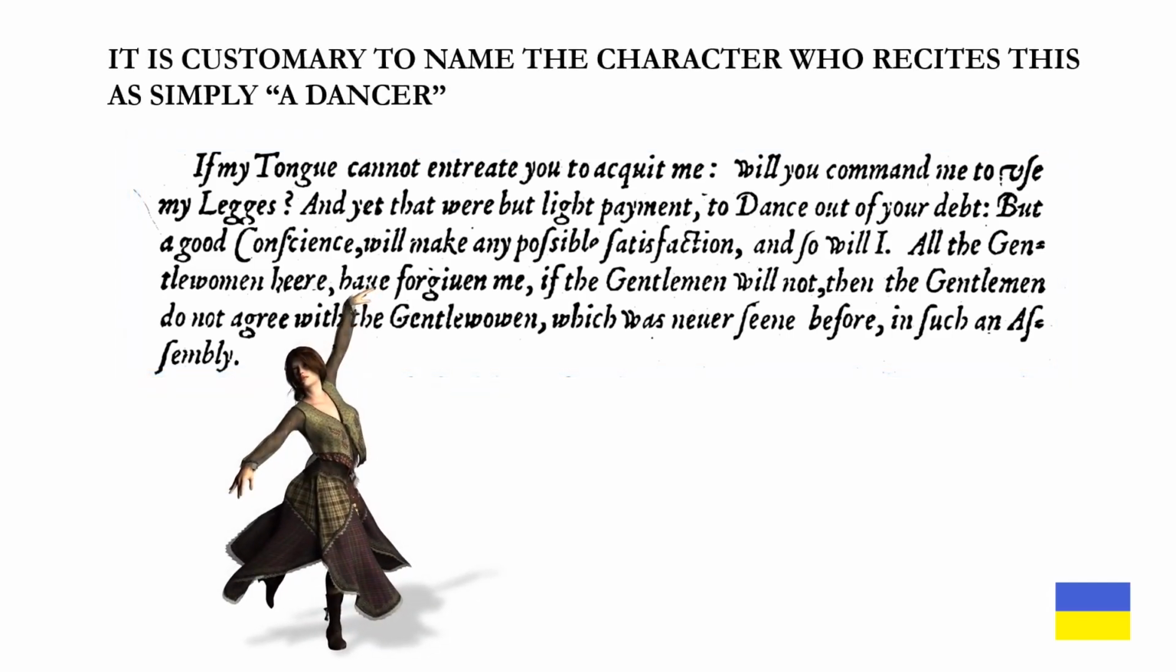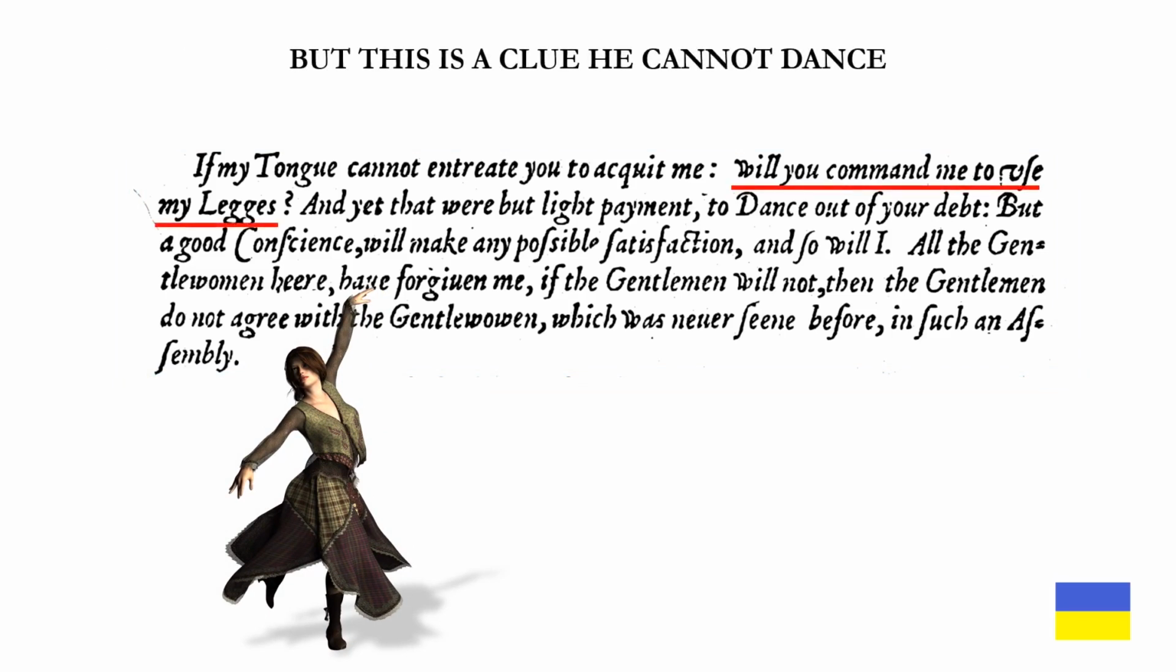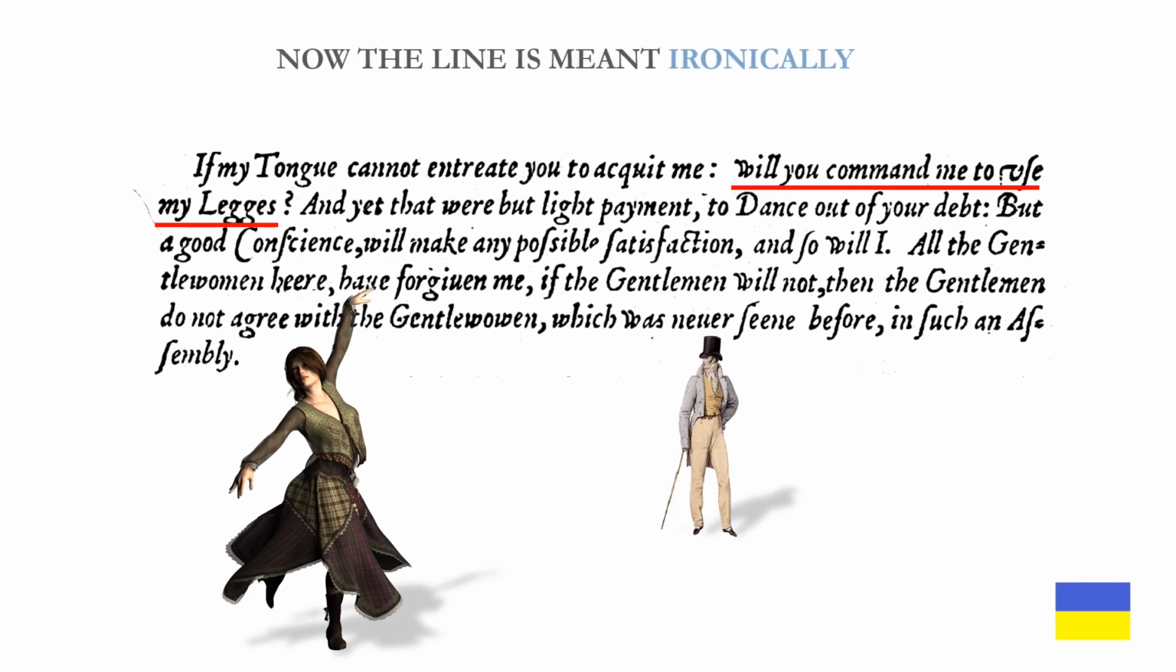It is customary to name the character who recites this simply as a dancer because it mentions dancing. But this is a clue he cannot dance. He says, "Will you command me to use my legs?" Imagine the performer is standing on the stage with a cane. Now the line is meant ironically. Will you command me to use my legs? Well, of course not. Why would they?